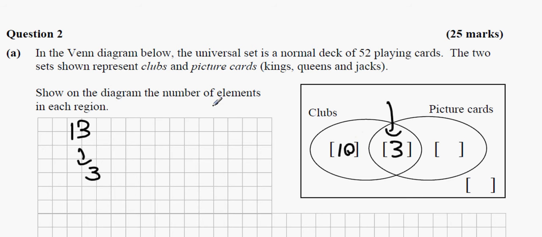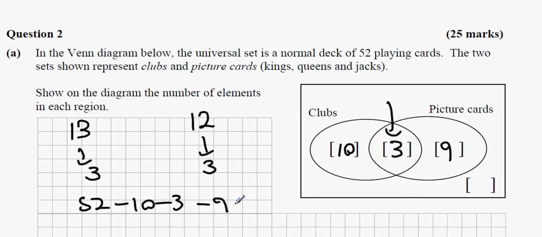There's 12 picture cards. Each set has 3 picture cards, so 3 diamonds, 3 hearts, 3 clubs, 3 spades. 3 of them have gone missing, and that leaves 9 left over. And then take away all these from 52. So you have 52 minus 10 minus 3 minus 9, and that will leave you 30 cards on the outside.